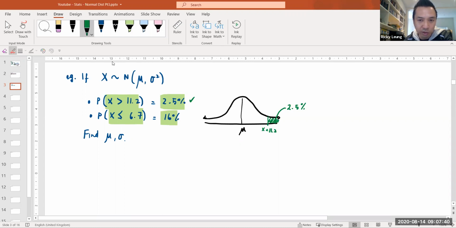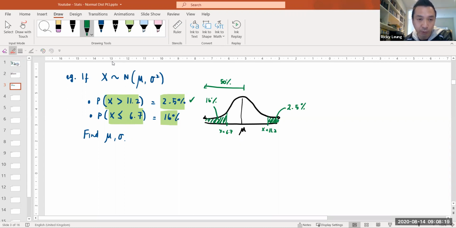Students always ask me, how do I know where I'm at? If it's 16%, and this is 50% over here, to be less than means going to the left, and it's only 16%, so I have to be over here somewhere. So when x equals 6.7, this area here is 16%. As an example, if they said it was not 16 but, let's say, 76%, then I'd have to come over here, because 76 is bigger than 50. I'd have to be over here somewhere, because it's less than.